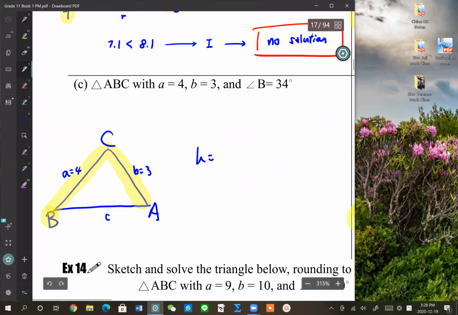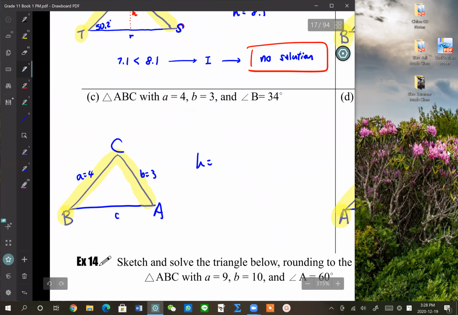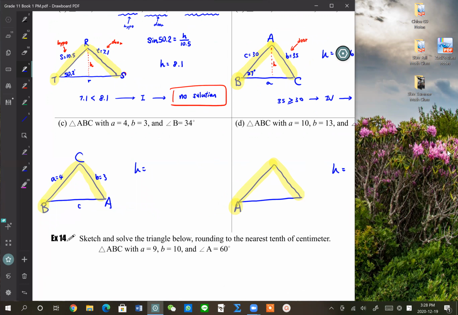Okay, so now after question B, we know that we can check with the hypotenuse first, right? So you can see, this door is not longer than the hypotenuse, right? 3 is not bigger than 4. Okay, so it's not case 4. So you can do that first. That means we need to find the height. Okay, so let's check the height.